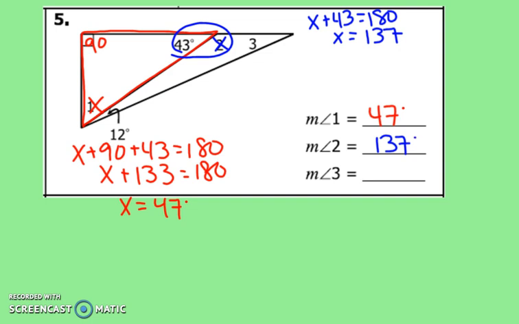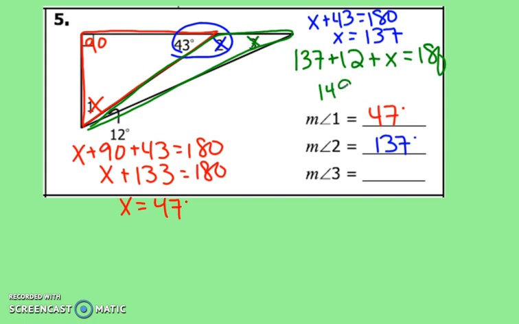For angle 3, now we have 2 angles in this triangle. So now I can just find my missing side. I know my blue X is 137. They give me 12, and I'm going to call 3 my green X, which is equal to 180. That becomes 149 plus X equals 180. And the board doesn't want to work, but that's all right. We know that X is going to equal 31 degrees.